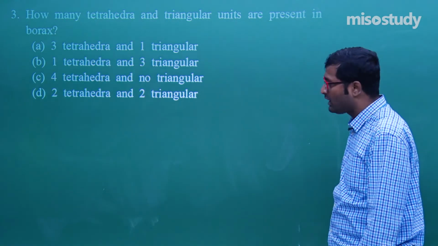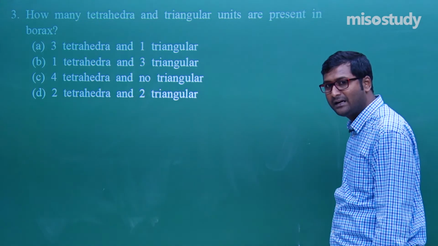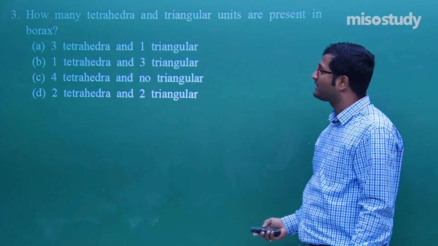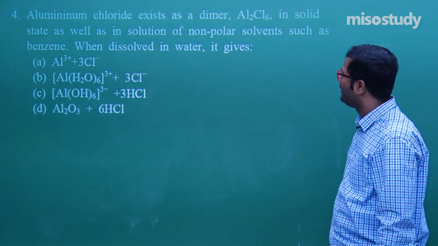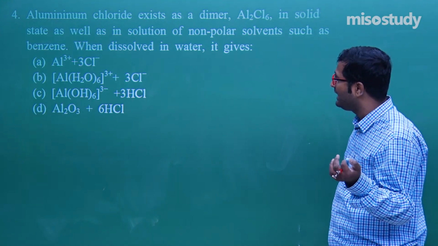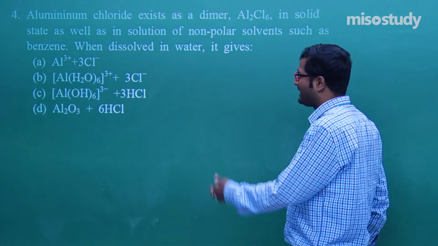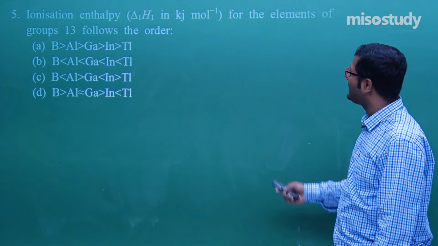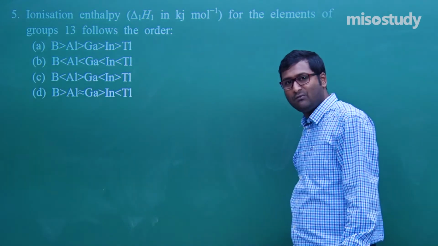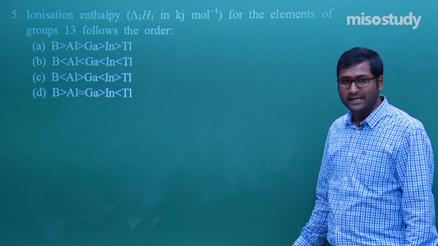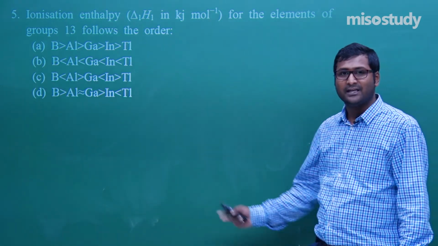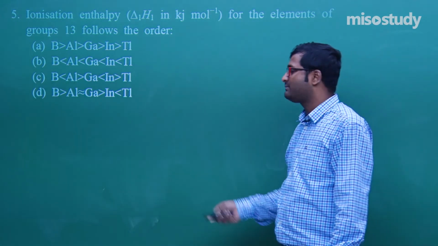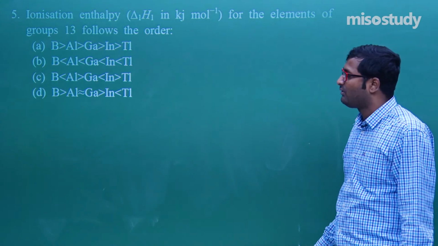Don't get confused, it's not 2 tetrahedra and 1 triangular, it's 2 tetrahedra and 2 triangular parts. Modified exchanging, then you will get 2 triangular and 2 tetrahedra parts. Aluminium chloride exists as a dimer, then what will happen? It will give you [Al(H2O)6]3+ and 3 Cl-, that is the B option. Yes sir. Now for 5, ionization enthalpy, as I told you, this is the anomalous behavior because there is an involvement of d block in case of gallium, and in case of indium and thallium there is a factor, that is f block element, involvement of f block. Due to this reason, that is the anomalous behavior, and D is the best explanation for this question.